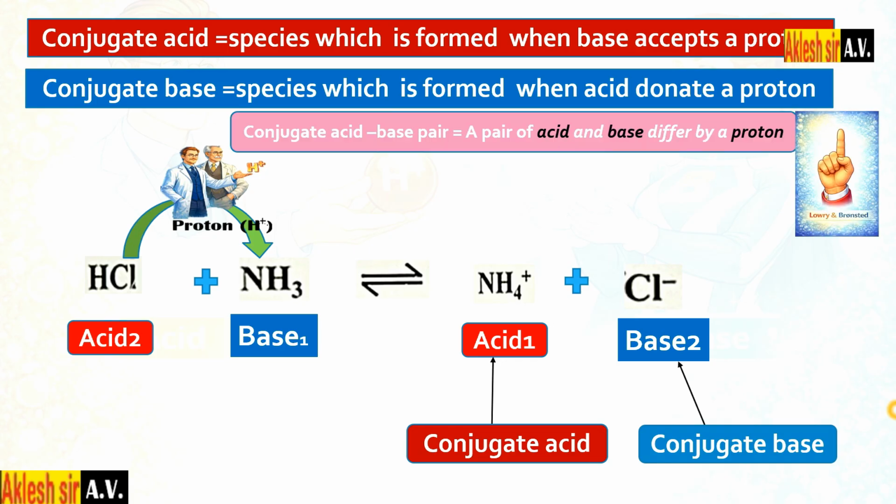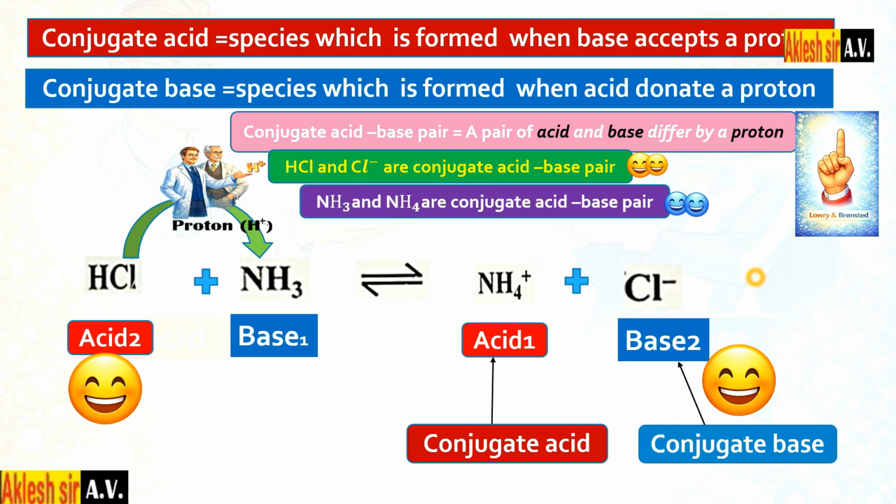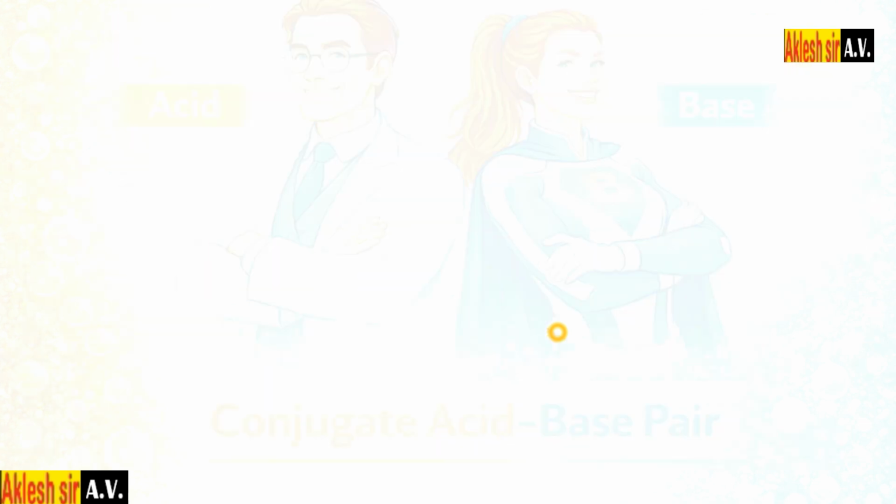So what is a conjugate acid base pair? HCl and Cl minus are a conjugate acid base pair, because the difference between this acid and base pair is the difference of one proton. Next, here ammonium and here you see ammonia, there is a difference of one proton. Therefore, these two are a conjugate acid base pair.